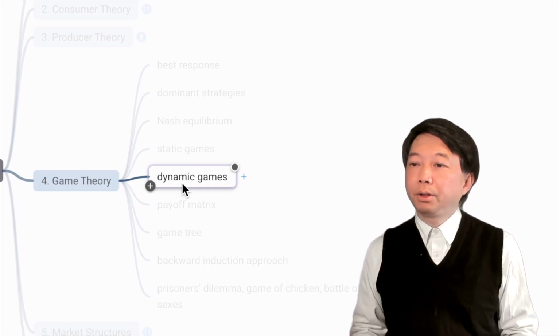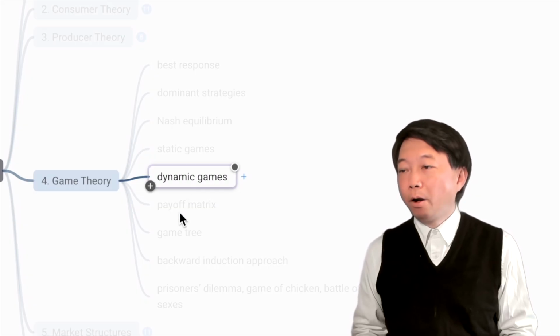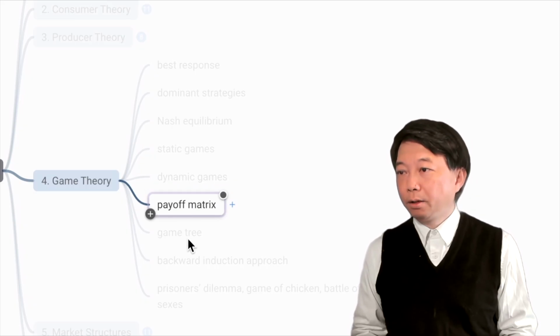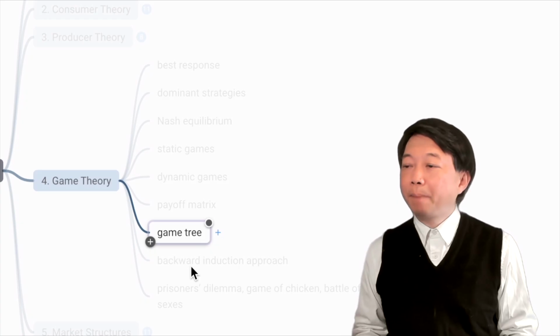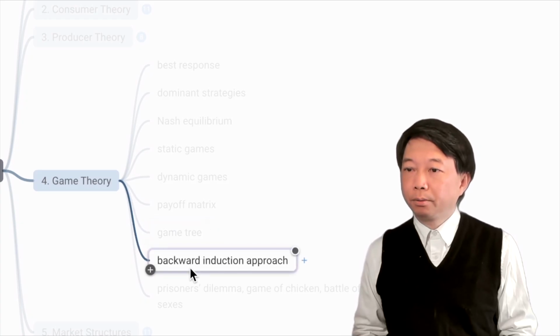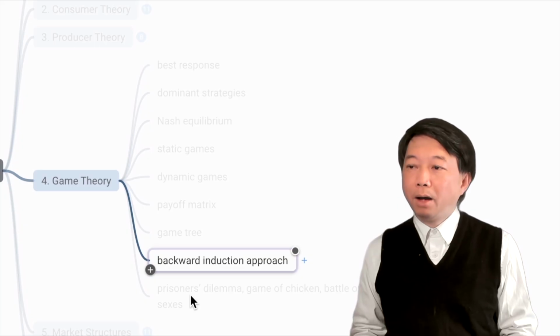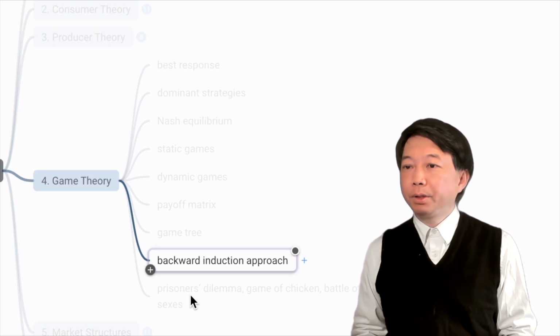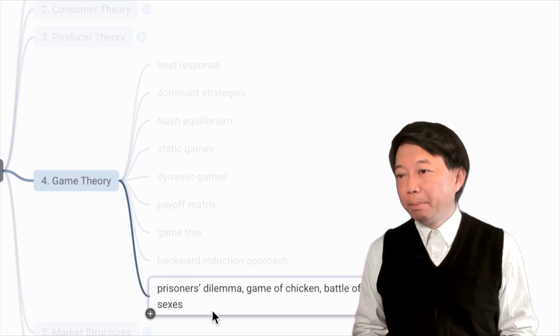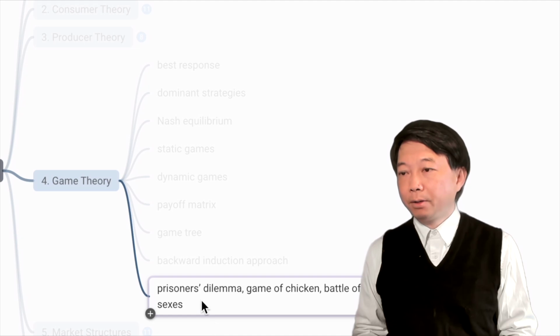We will learn to describe a game using the payoff matrix and the game tree. We use various methods to determine the Nash equilibrium, such as the best response approach and the backward induction approach. Throughout our study, we will encounter well-known games, including the Prisoner's Dilemma, the Game of Chicken, and the Battle of Sexes.